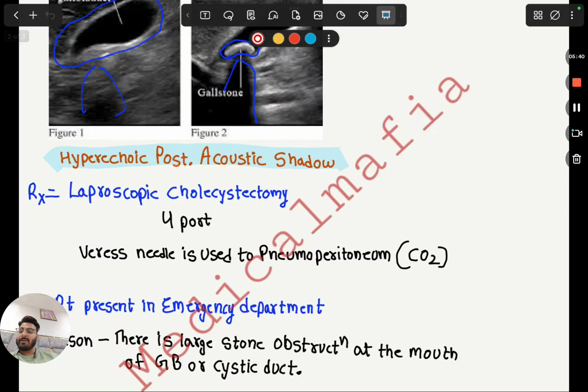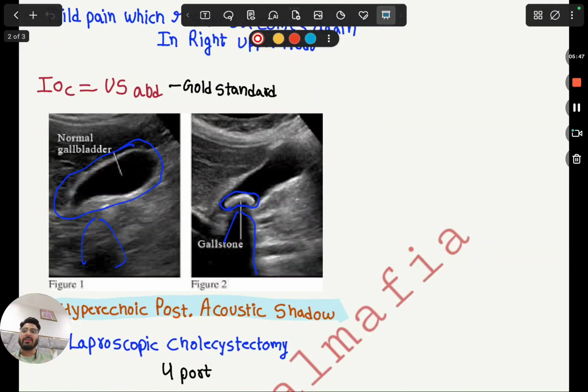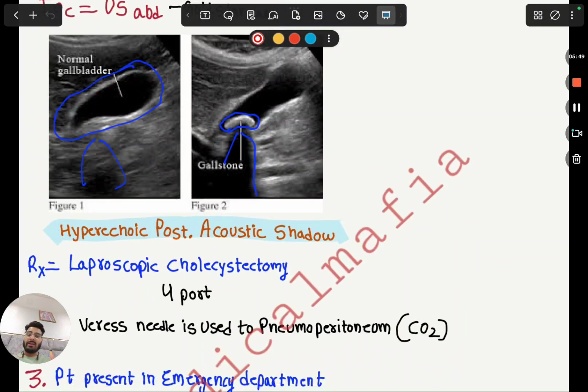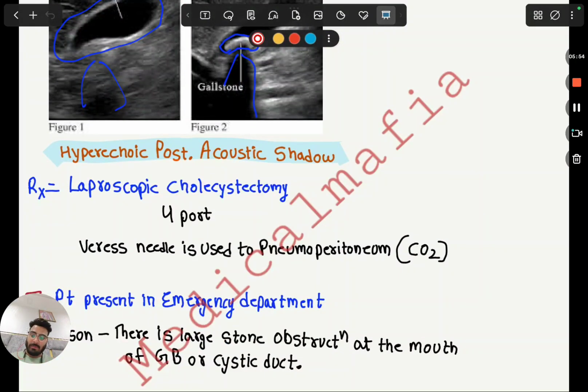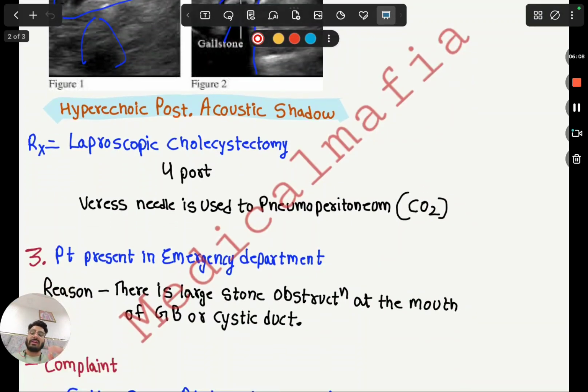The treatment of choice for the patient who presents in the OPD with acute mild pain, which comes and goes by itself, will be laparoscopic cholecystectomy. Remember, four ports are inserted, four holes are created, and the Veress needle is used to create pneumoperitoneum. CO2 gas is generally used.